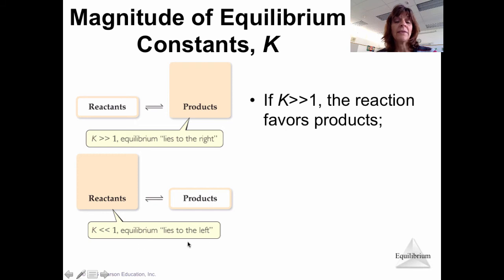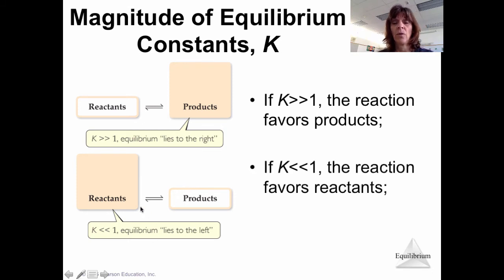If you have the opposite situation in which the reverse rate has a greater potential than the forward rate, then you're going to have a K much less than 1. So those numbers can tell us something about the reaction.